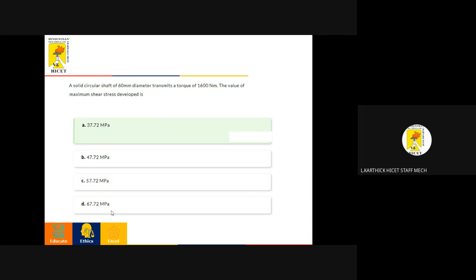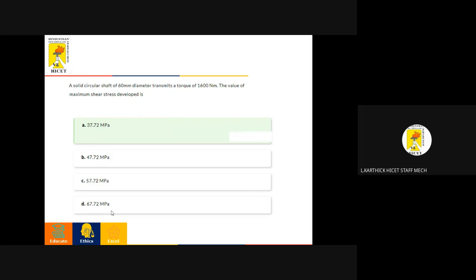So we know that T equal to pi by 16 into tau d cube. So we change the equation, tau equal to 16T by pi d cube. It's a simple equation. So replacing T as 1600 and d as 0.06, tau equal to 37.72 megapascal. This is the actual answer we have obtained. Going to the next problem. Look at the problem.